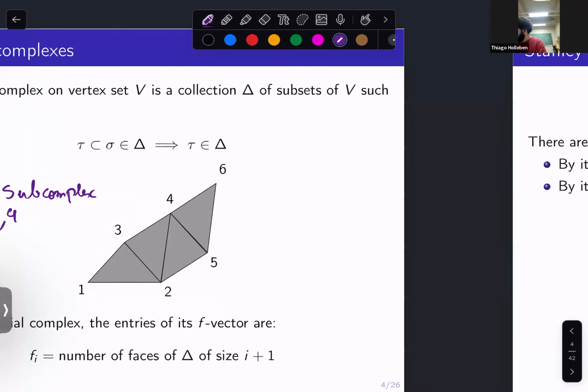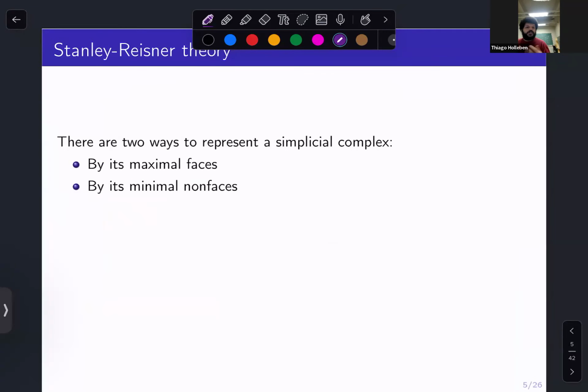But yeah. So there's two ways to represent a simplicial complex. The one that I just showed you is kind of like by the maximal faces, which are called the facets. And there's another way to represent a simplicial complex, which is instead of saying the maximal things in the collection, you tell me the minimal things not in the collection, right?